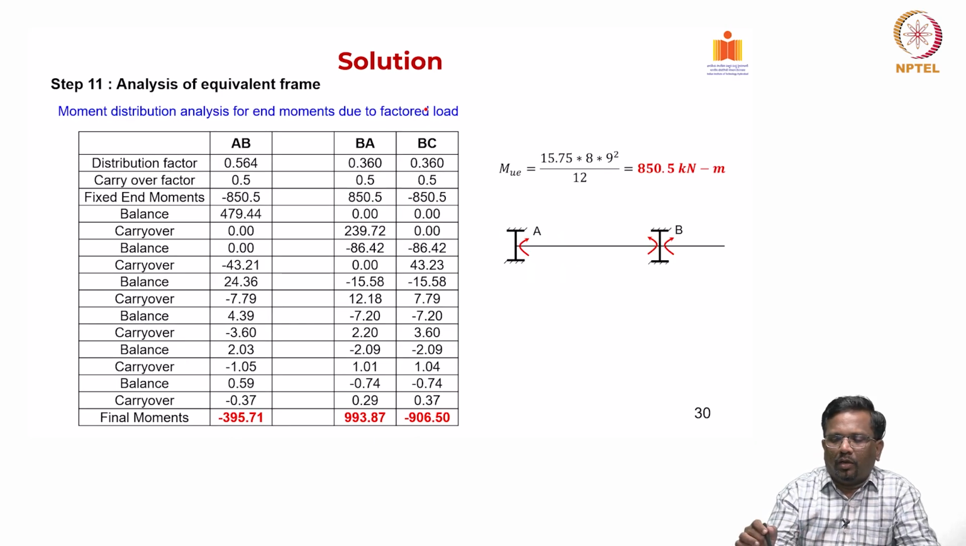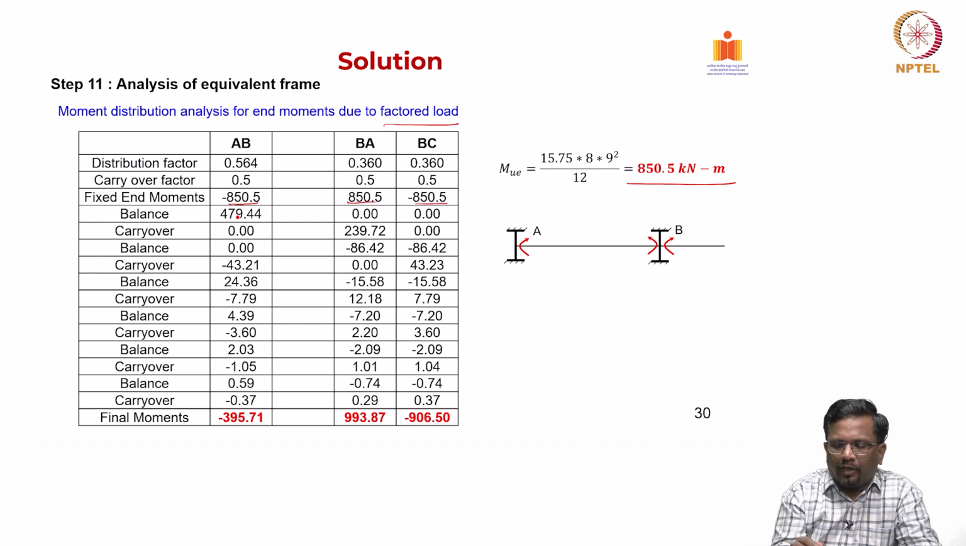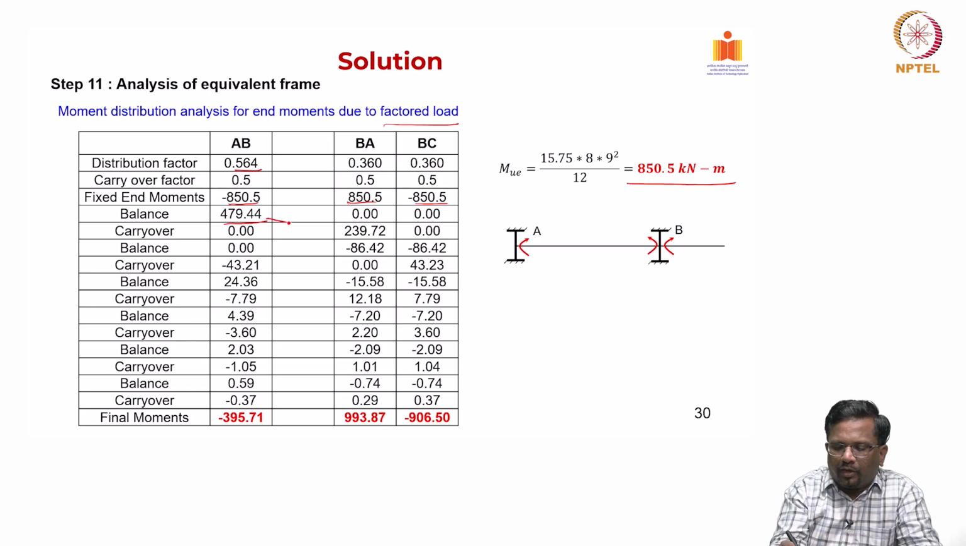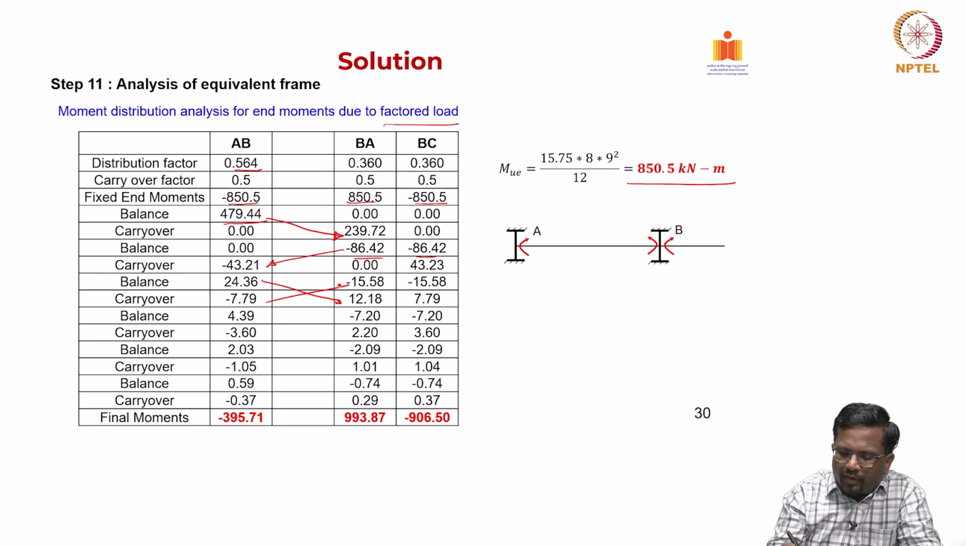Now, again this is for the factored load. So, we do the same thing, 850.5. So, you see here negative 850, 850 and negative 850, and here we try to balance by applying plus 850 and multiplying by the distribution factor. That is how it works out to be 479.44 kilonewton meter. Then half of them get carried over here, and then we try to balance this in proportion to their distribution factors, and then again carryover that happens, right, and then here carryover happens, here carryover happens, right.